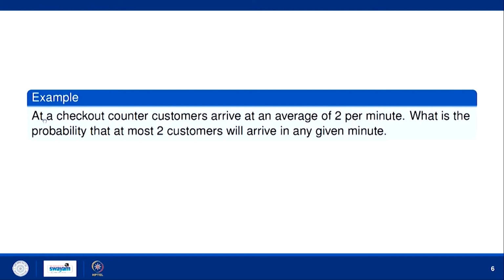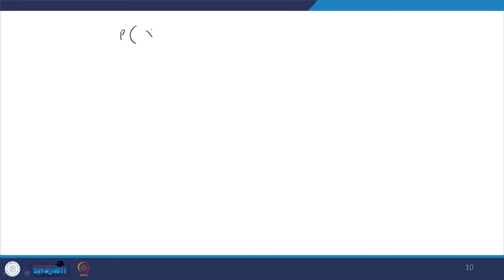Now, at a checkout counter, customers arrive at an average of 2 per minute. So, lambda is 2. Then what is the probability that at most 2 customers will arrive in any given minute? So, at most 2 customers means P(X less than or equal to 2). So, that means P(X=0) plus P(X=1) plus P(X=2).